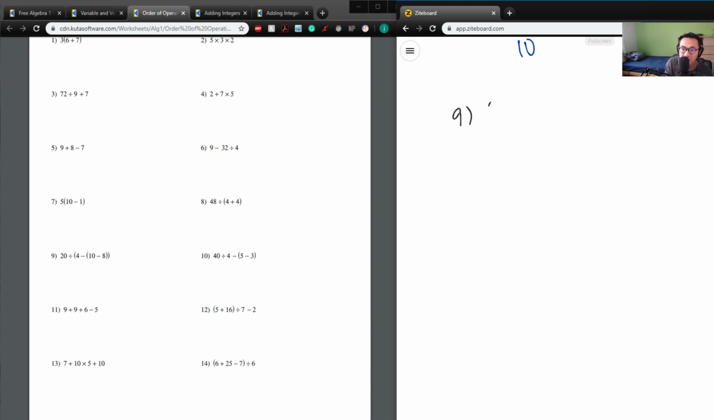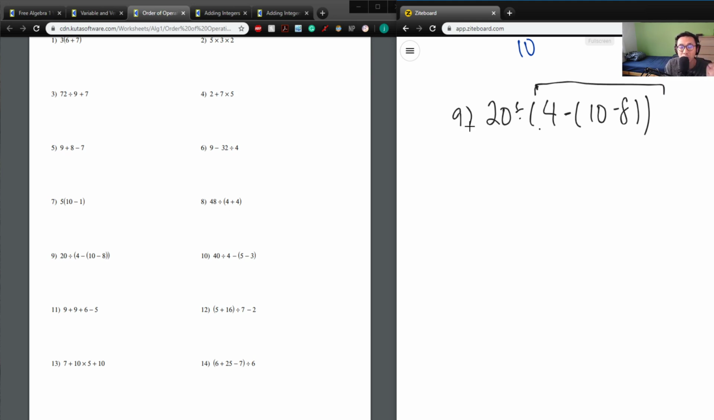So number 9 here has 20 divided by bracket 4 minus another bracket 10 minus 8 bracket. So this algebraic expression is a bit more tricky, right? We have 20 divided by this mumbo jumbo here, 4 minus bracket 10 minus 8. Again, we're doing this concept of PEMDAS. Parentheses always go first. So this division we don't worry about till later. Let's concentrate on this chunk here first.